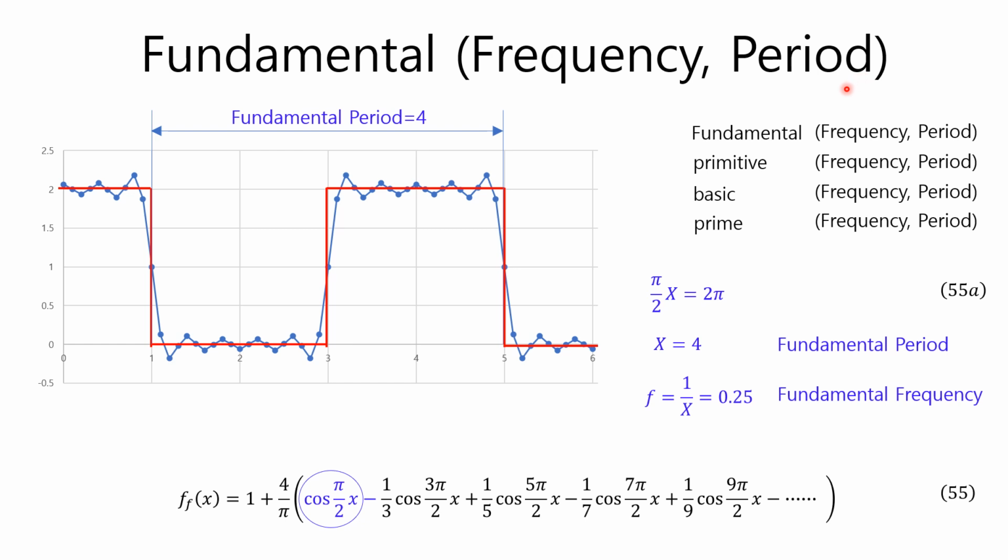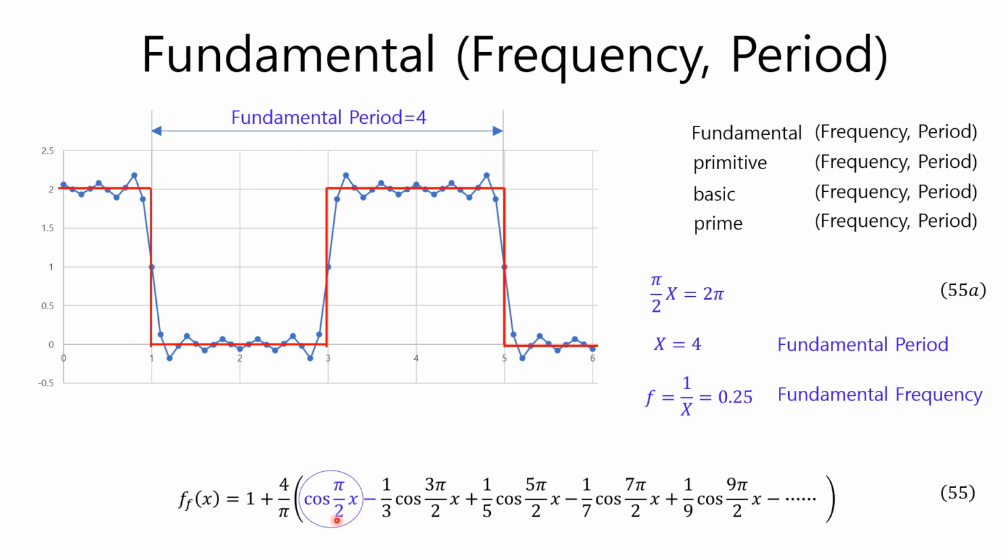The fundamental period is the period of the trigonometric function with the largest period among the trigonometric functions of the Fourier series, and the fundamental frequency is the frequency of the trigonometric function with the smallest frequency among the trigonometric functions of the Fourier series. The trigonometric function with the largest period and the trigonometric function with the smallest frequency are the same trigonometric function.